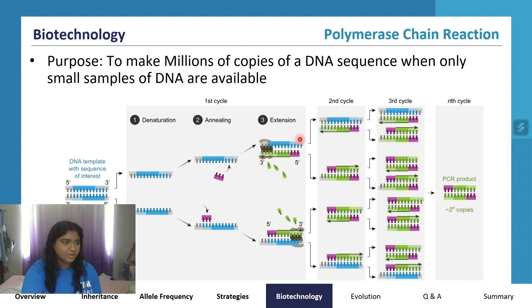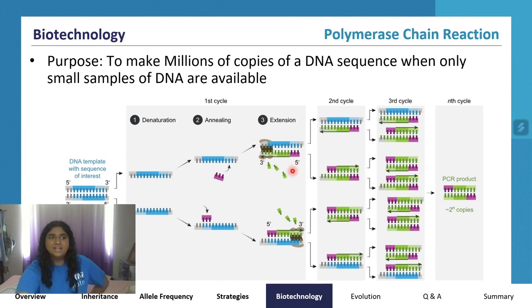Extension then happens where the temperature is heated again, and then they run this enzyme called TAQ polymerase into the solution. So that's TAQ polymerase that binds onto the primer molecule, so this purple strand right here, and starts copying the target gene by adding free nucleotides. So it does the exact same thing, all of the adenines paired to thymines, guanines to cytosines, and so on. And then at the end of extension, you've gone from one copy of DNA to two copies of DNA.